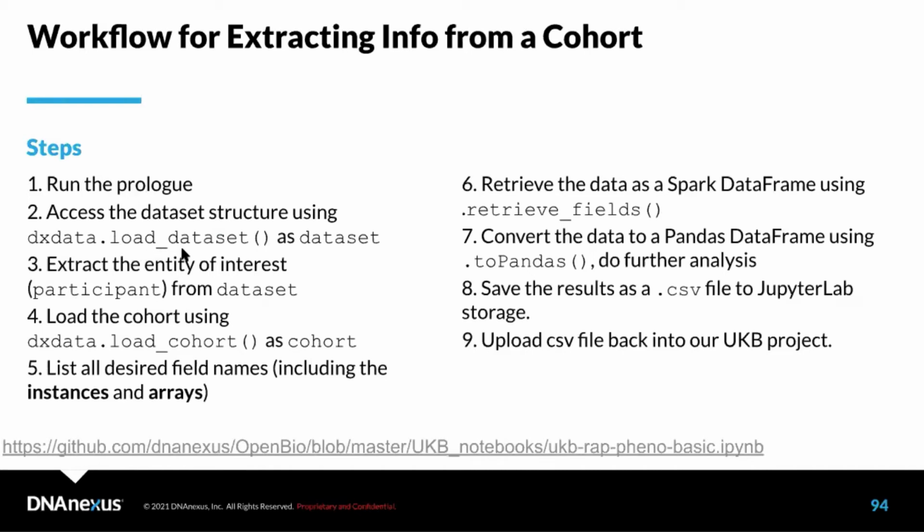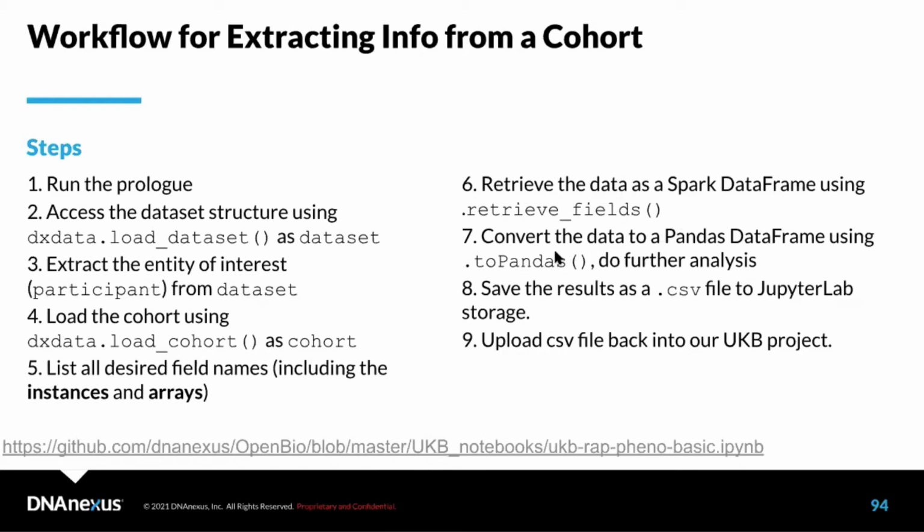Then we will access the dataset structure using the load_dataset function. From that dataset, we'll extract the participant, the entity of interest, which in our case is participant. We'll also load in our cohort information using our load_cohort method. We'll list all of the desired field names, including instances and arrays. We'll retrieve the data as a Spark data frame using the retrieve_fields method. This is the main thing, so we are setting everything up to get to step 6. Once we have this, we have the pheno data in the Spark data frame format.